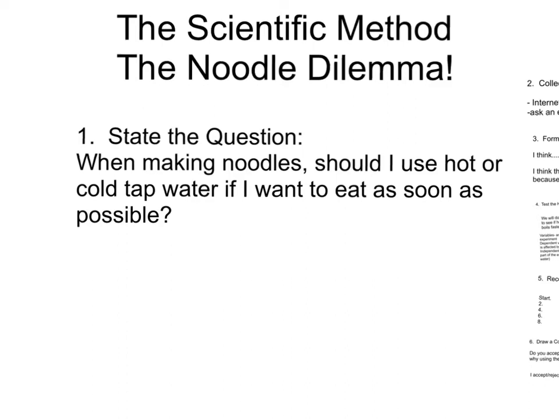In class, we went through the scientific method, and the way we learned about the scientific method was to do what we called the noodle dilemma. The first step of the scientific method is to state the question. In this case, the question that we came up with was, when making noodles, should I use hot or cold tap water if I want to eat as soon as possible?